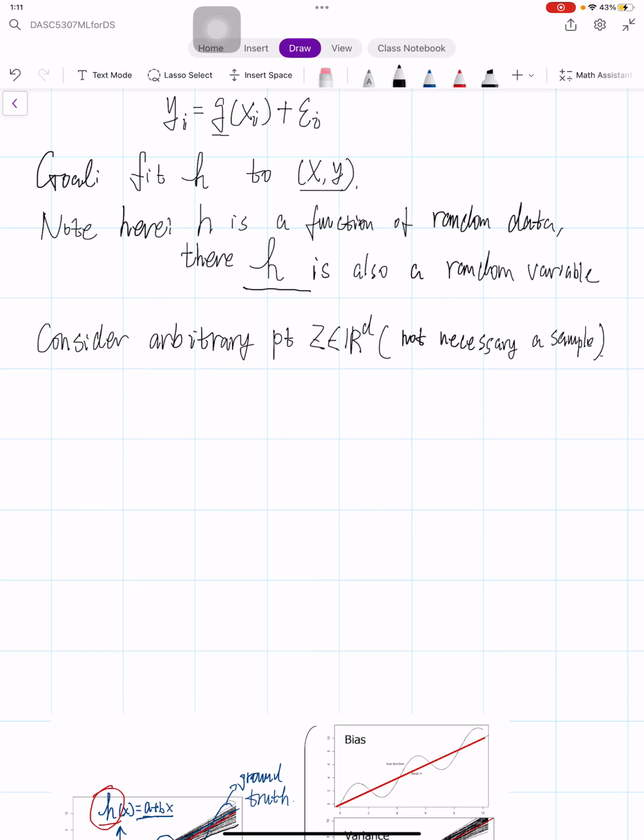Sample point. Which means z may not be in this X set. And we wanted to see, so assume this. Therefore, z is a fixed value.